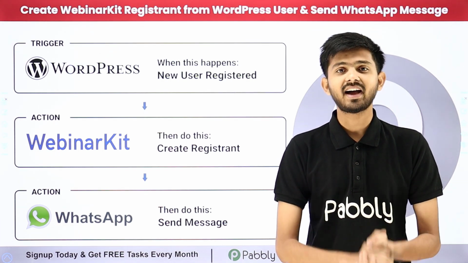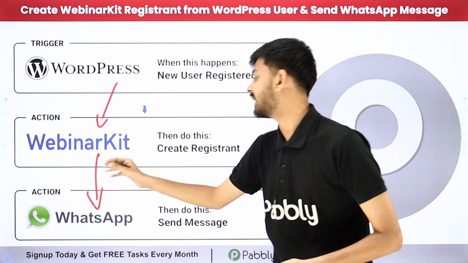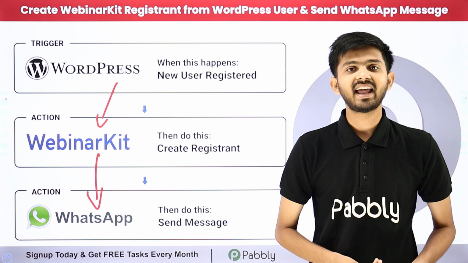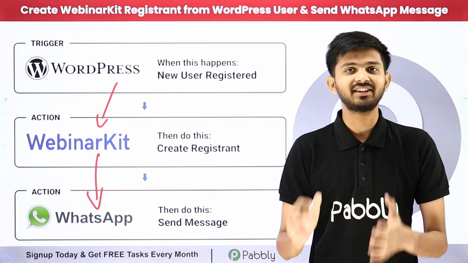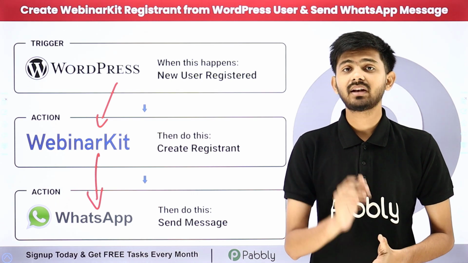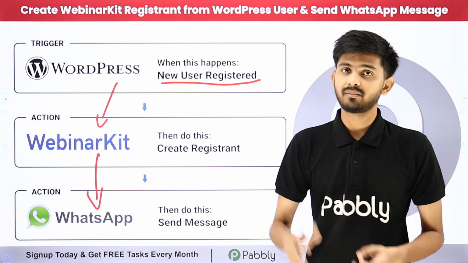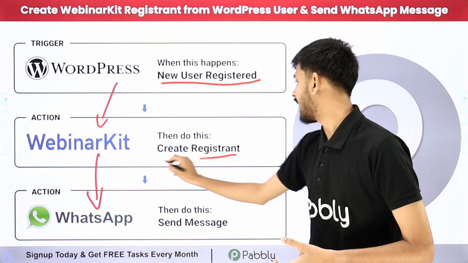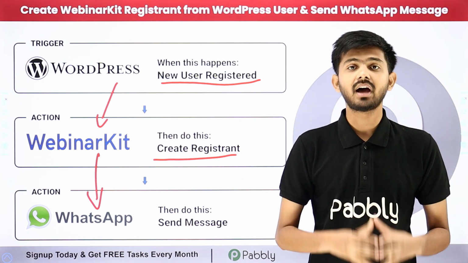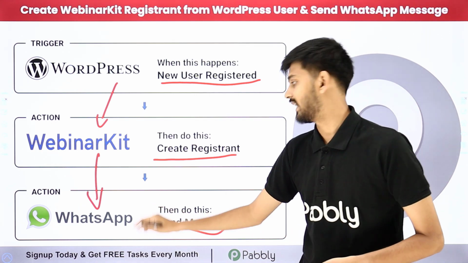For my objective, I have to build a connection between WordPress, WebinarKit and WhatsApp Cloud API. For building this connection, I'm going to use Pabbly Connect, which is an amazing software for automation and integration. With Pabbly Connect, as a new registered user is added in my WordPress account, I'm going to automatically create a new registrant in my WebinarKit account, and after creating that registrant, a new message will be sent automatically on WhatsApp by using WhatsApp Cloud API.